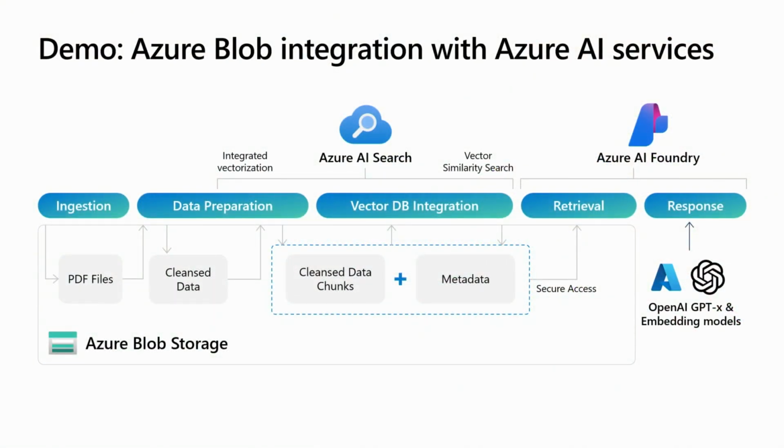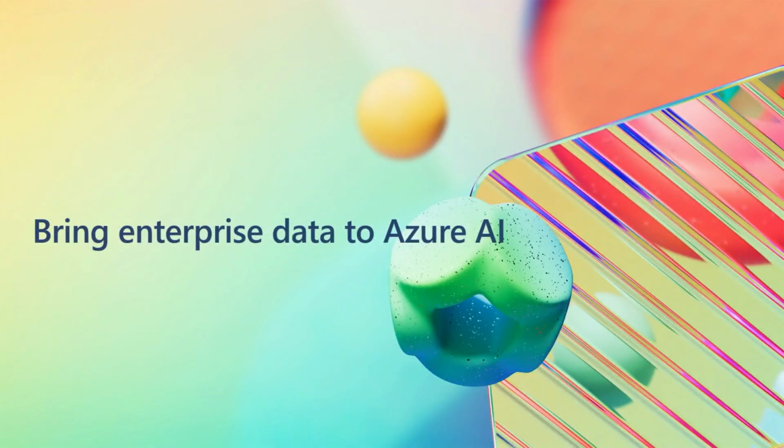We essentially took a bunch of PDF files, we cleansed them, we chunked them through integrated vectorization, added them to AI search, and then inferenced them using Azure AI Foundry and GPT-4o. Now, one of the important things that is really critical is to bring enterprise data into the system. I was able to get those PDF files, but we're not talking about a couple of PDFs. We're talking about massive terabytes to petabytes of data. How do we do that? So I'll give it over to Vamshi to talk a bit more about that topic.